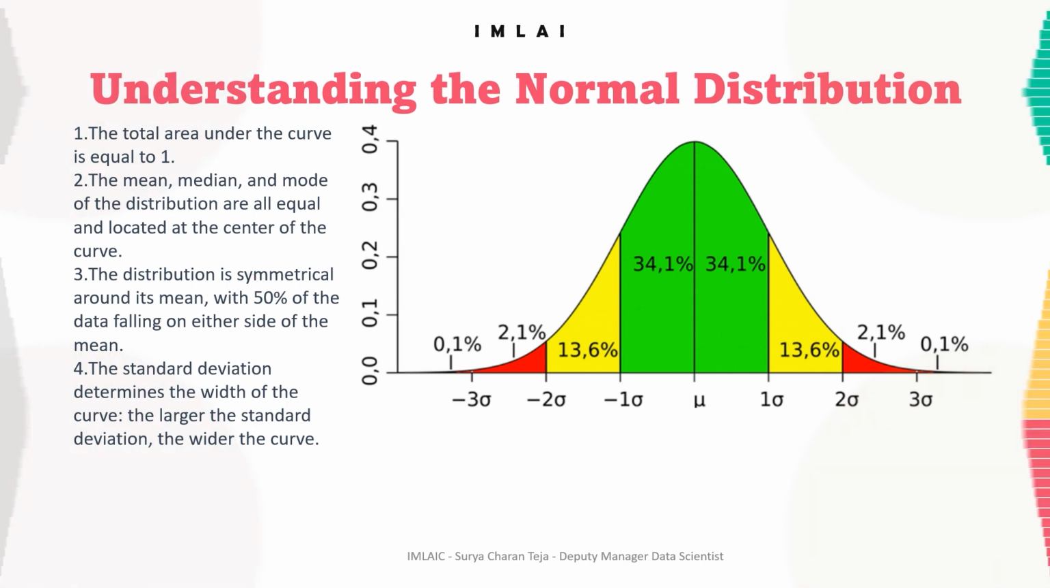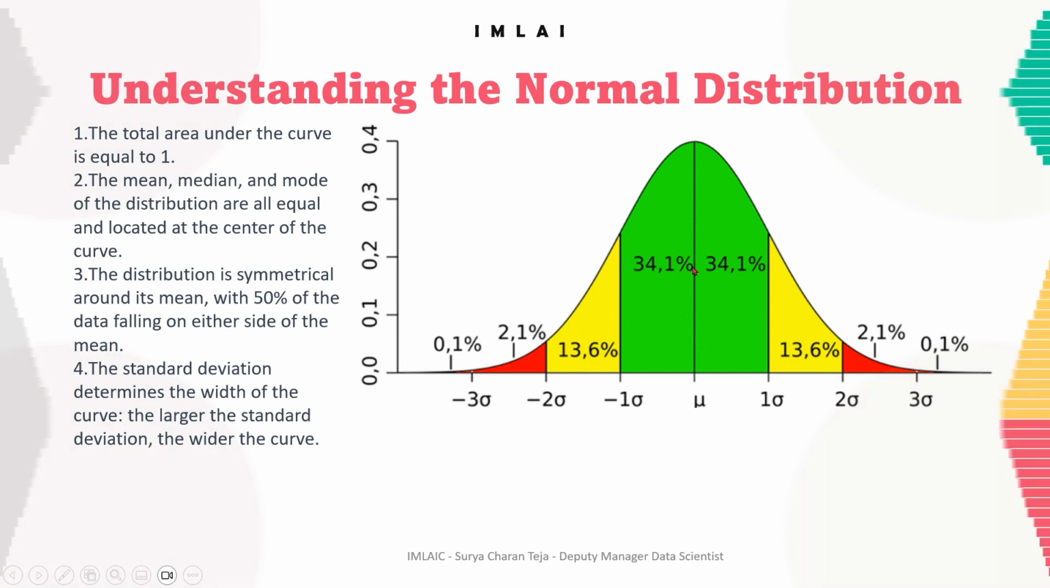So let's look into some of the features of this. The first one, the total area under this curve is equal to 1. Second, the mean, the median, and the mode of the distribution are all equal and located at the center of the curve. Then the distribution is symmetrical around its mean, with 50% of data falling on either side of the mean, positive side and negative side, or left side and right side.